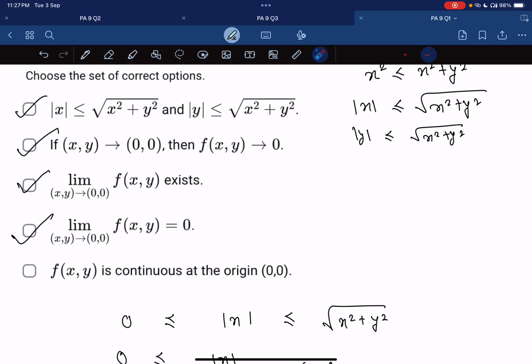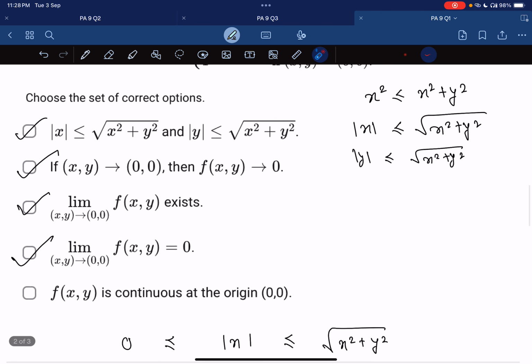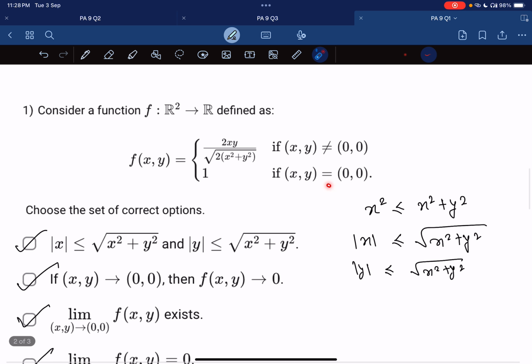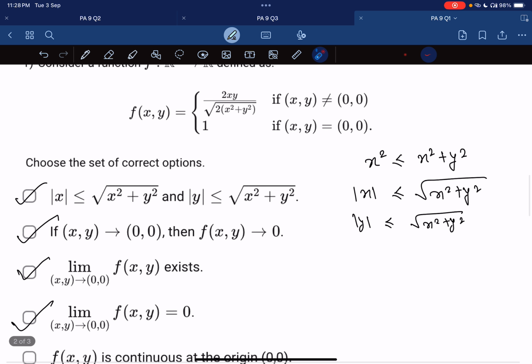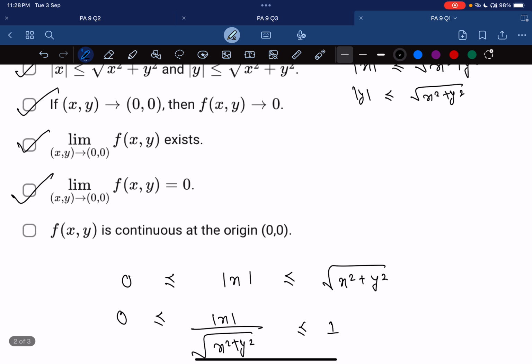Now the fifth option is f(x, y) is continuous at the origin. For it to be continuous, the limit value should be equal to the function value. But if we check, the function value when (x, y) is (0, 0) is given as 1, while the limit value is 0, so the function is not continuous. So this option is wrong.